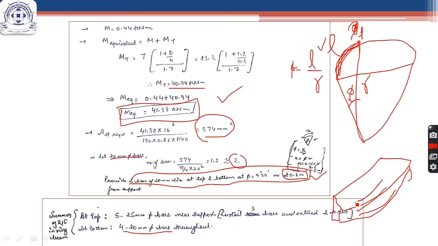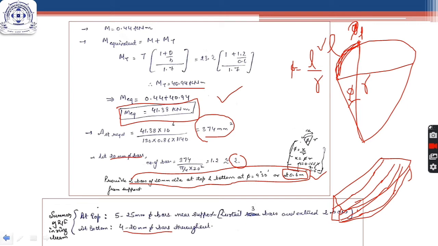1 2 3 4. If this is the middle portion of your beam, so we require 4 bars at the bottom face in the mid region. But as we have already also got 2 bars of 20 mm diameter for the torsional reinforcement, and for safety purpose we cannot keep the bottom portion totally empty, so we can extend all these bars from here to here for better safety. Okay, so that's why I have written here 4 20 mm dia bars throughout.